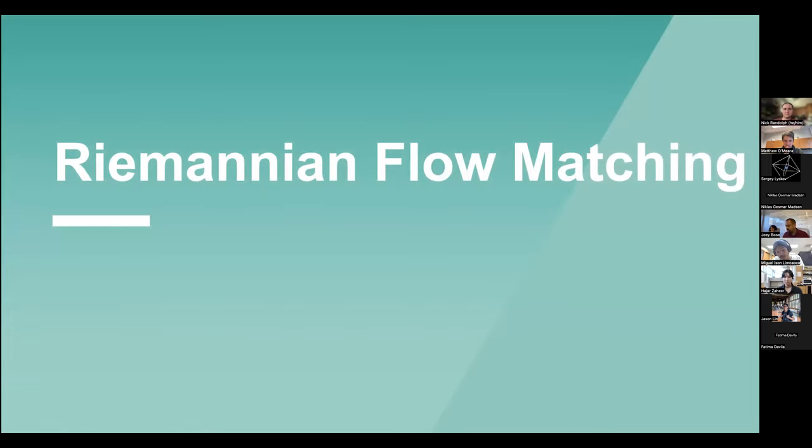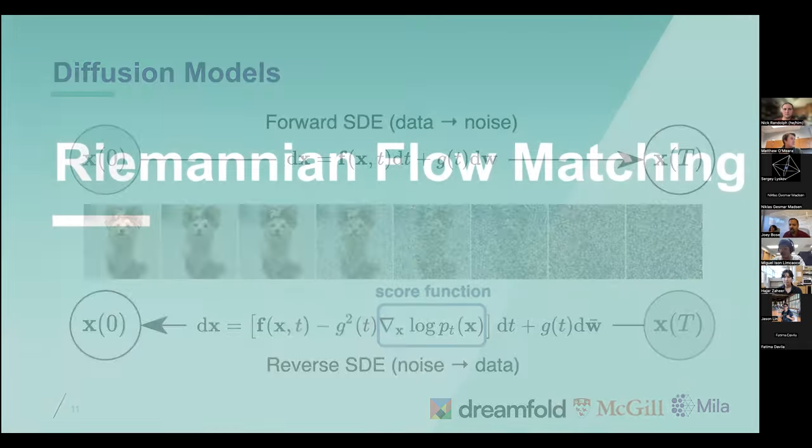Before we actually build FoldFlow, we have to pay our respects to the precursor to this work, which is the idea of how we do flow matching on Riemannian manifolds. So what is this idea of flow matching?